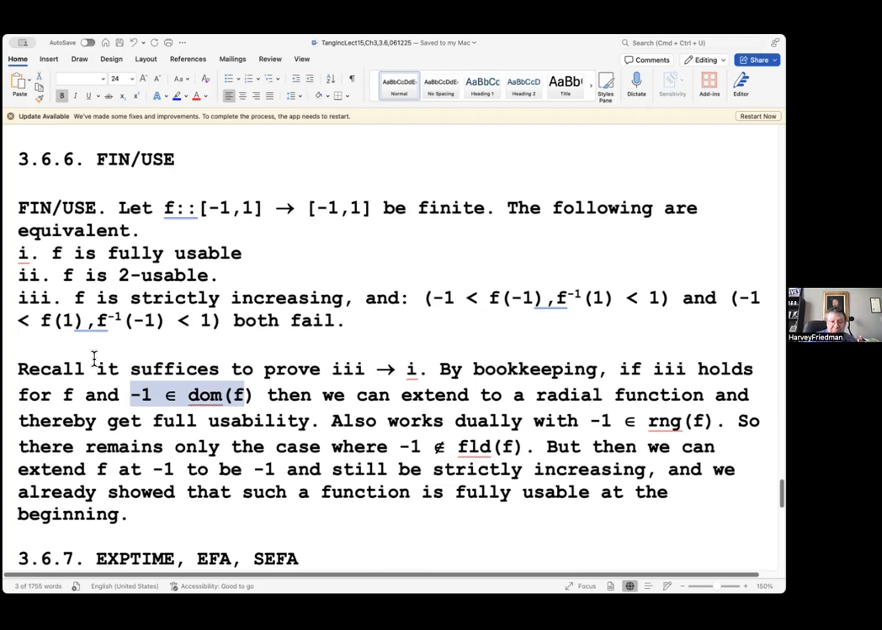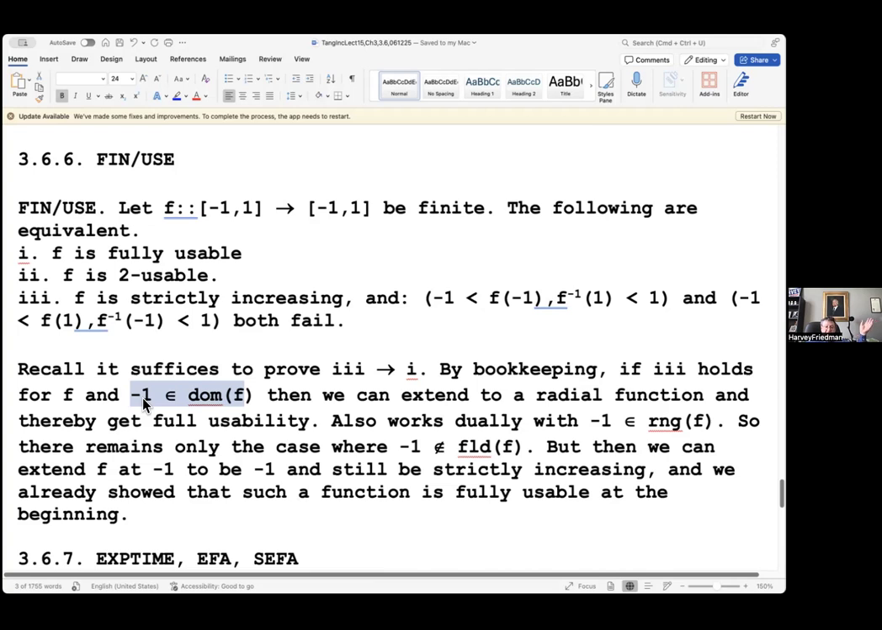Okay. So the point is that having both of these fail, by careful bookkeeping, it essentially means that the function where -1 is in the field is covered by one of our processes for extending it to a radial function, which means it's fully usable. So it's already fully usable.